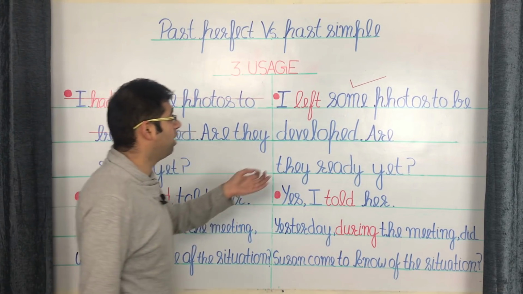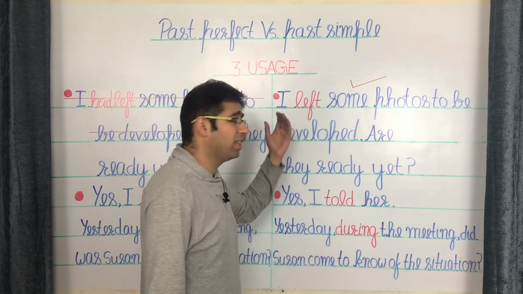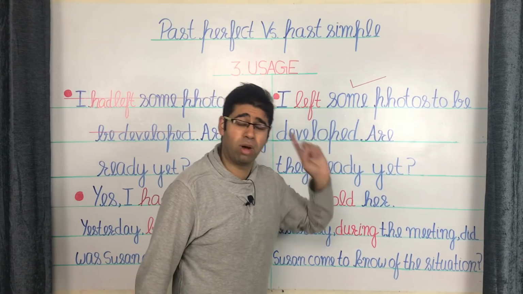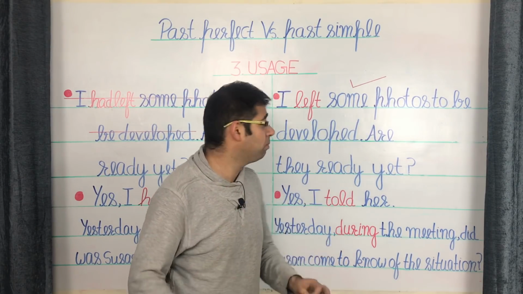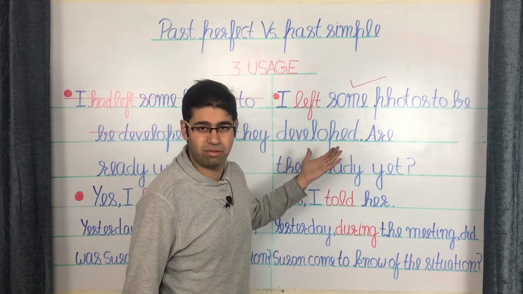As opposed to this, you have the simple past which reads, I left some photos to be developed. Now, this is the way to go because the moment of dropping the photos is just one singular particular moment in the past, and hence you have the usage of the past simple instead of the past perfect.